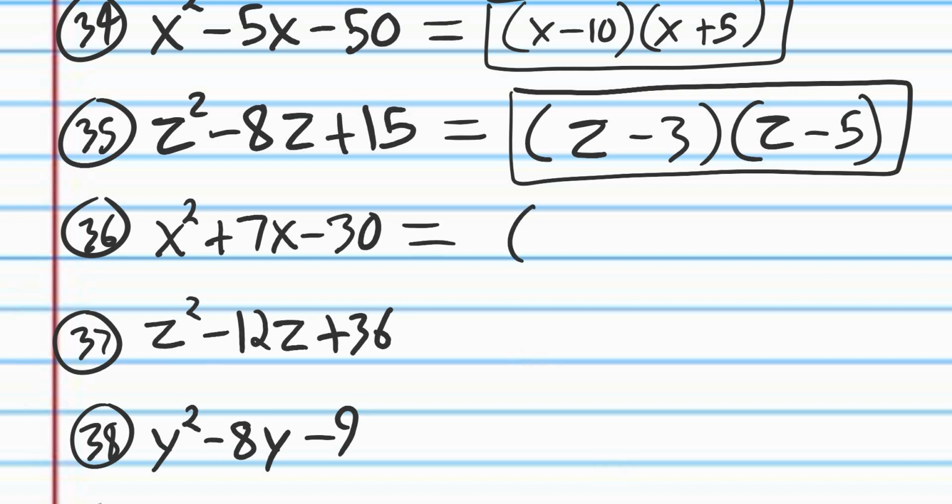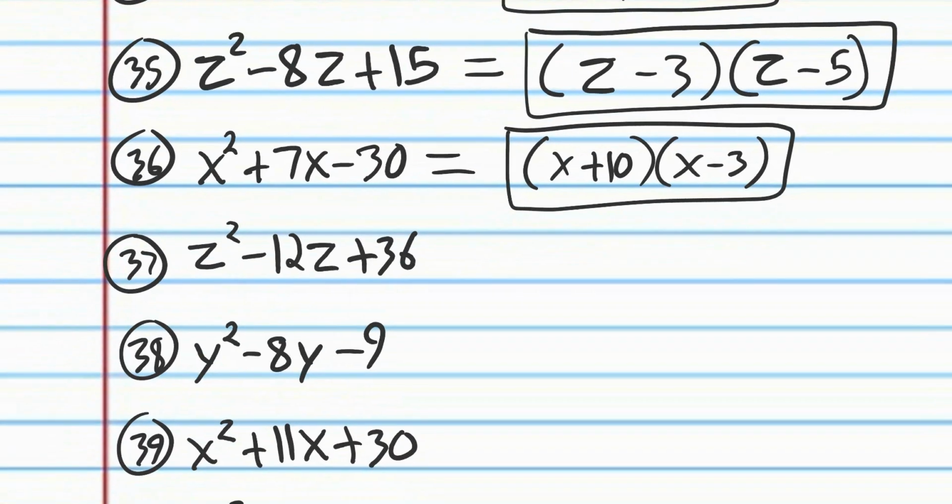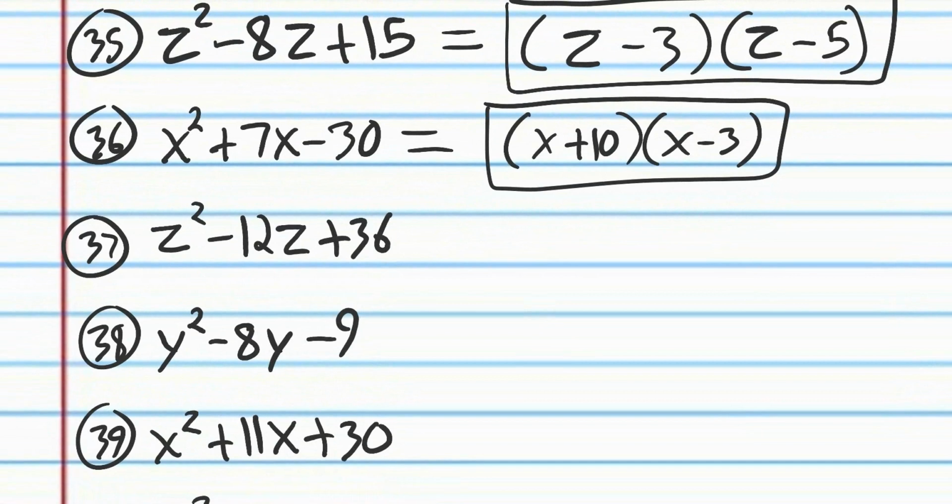All right, we're back. Let's see. All right, looks like this is going to be 3 and 10. Negative 3 and 10, I mean. So if you got that answer, good job. All right, try 37, and when you come back, we'll do it together.